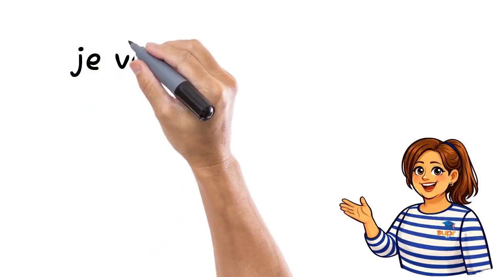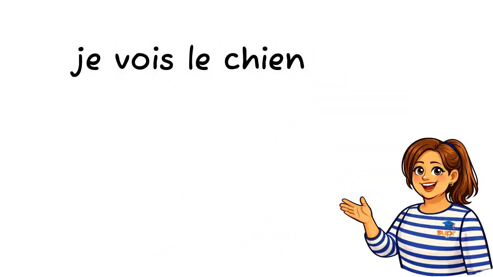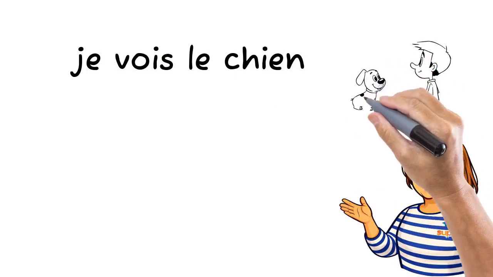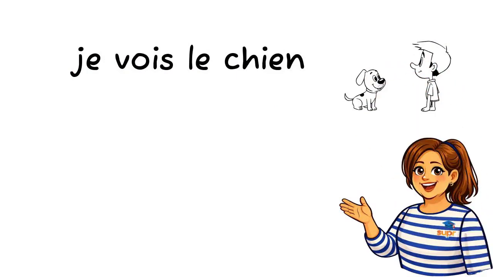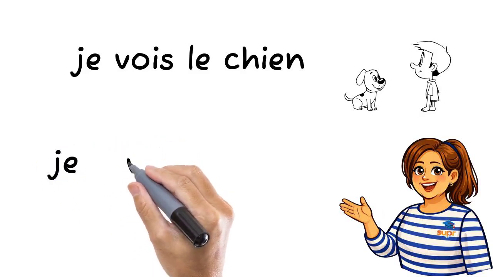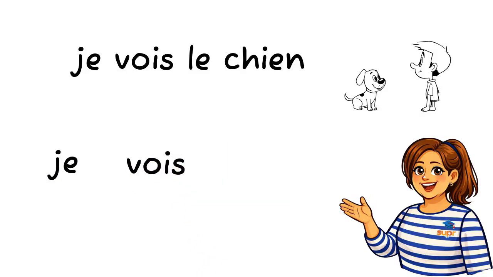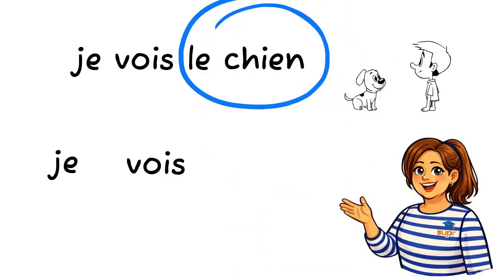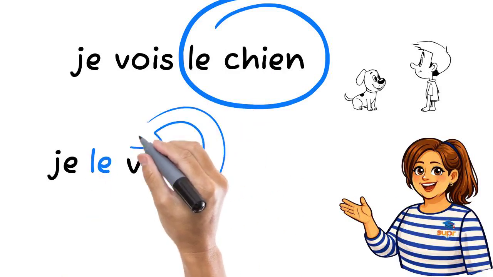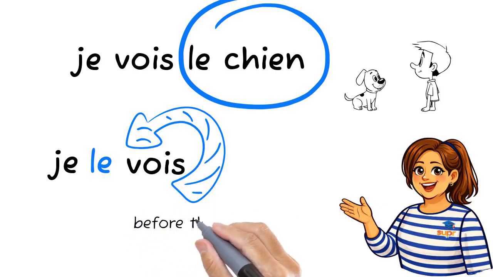Let's take an example of a sentence. Je vois le chien. I see the dog. We want to use a direct object pronoun to avoid repeating the word dog. So we start with je vois, I see, and le chien is what we want to replace, which is a masculine word. We want to say I see him or I see it. So our direct object pronoun is le. And in French, we put our direct object pronoun before the verb. So, je le vois.